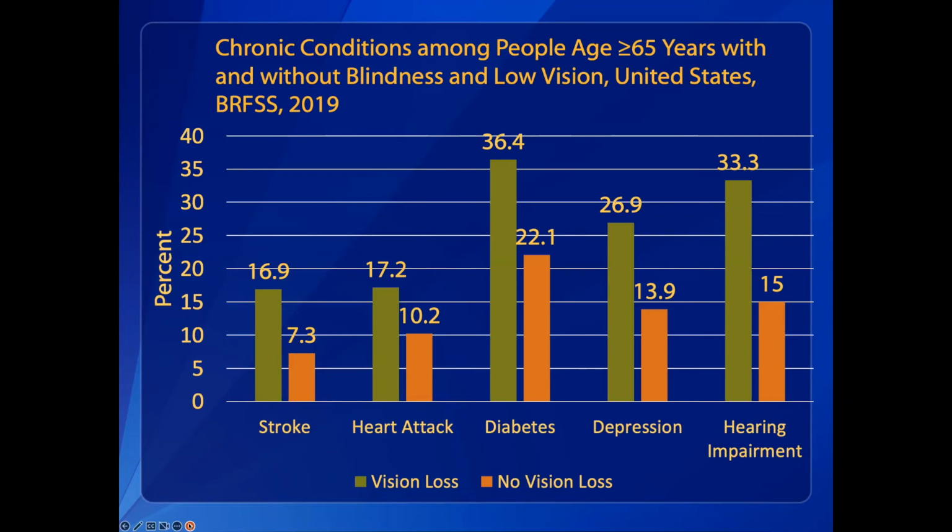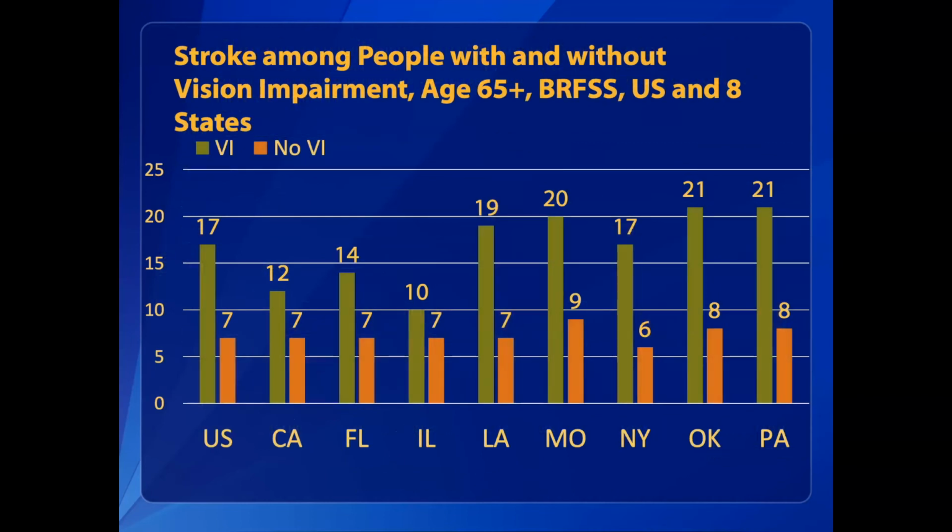So let's go to the next slide. What I want to do in this slide is look at the variability of stroke, comparing people with vision impairment with people without vision impairment, age 65 and over. This pattern is striking, and I have not figured it out, frankly. Across the 8 states that we have examined, the prevalence of stroke among people without vision impairment is 6, 7, 8, 9%. Most of the states are 7 or 8%. Among people with vision impairment, it ranges from 10% to 21%.